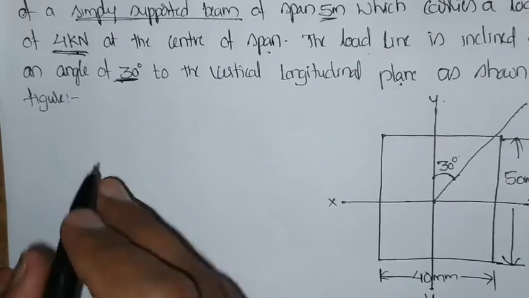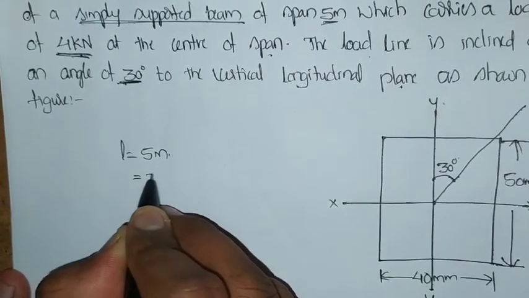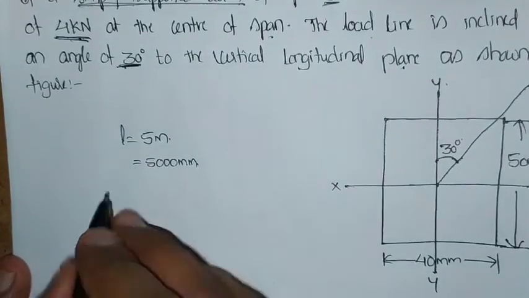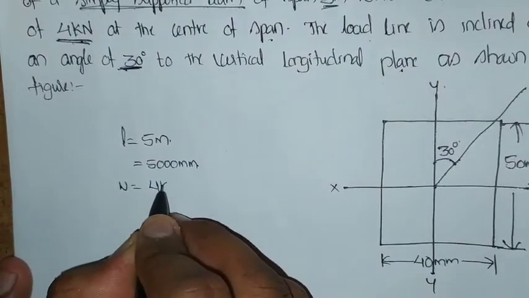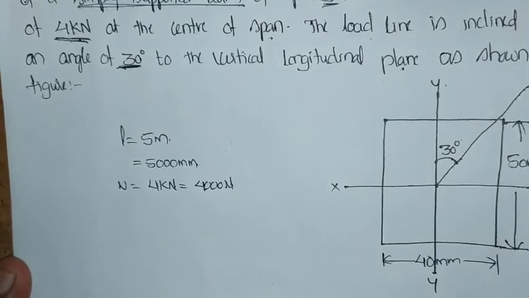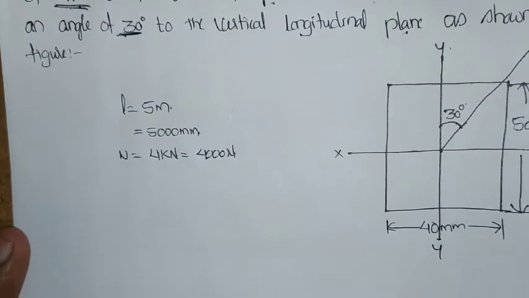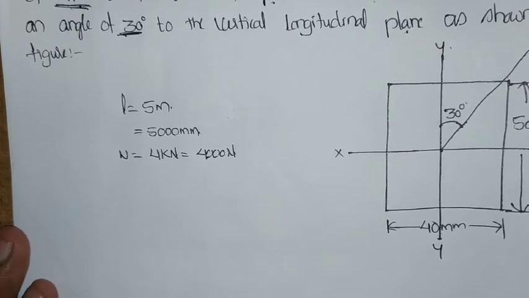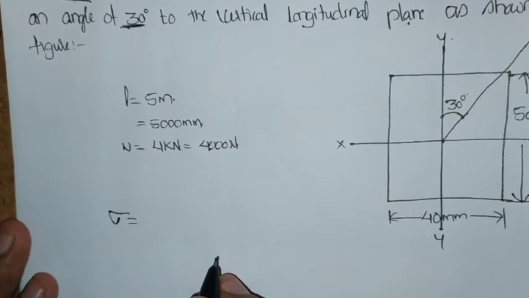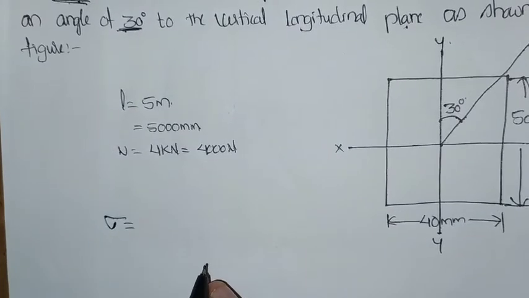So first we will write down the given data. The length is given as 5 meters, that is equal to 5000 mm. Similarly, load W is given as 4 kilonewton, that is equal to 4000 newtons, and the type of beam is a simply supported beam. So now for this condition we have to find out the stresses. The stresses formula, these are the stresses we have found out in the previous condition. We will see the stresses formula now.